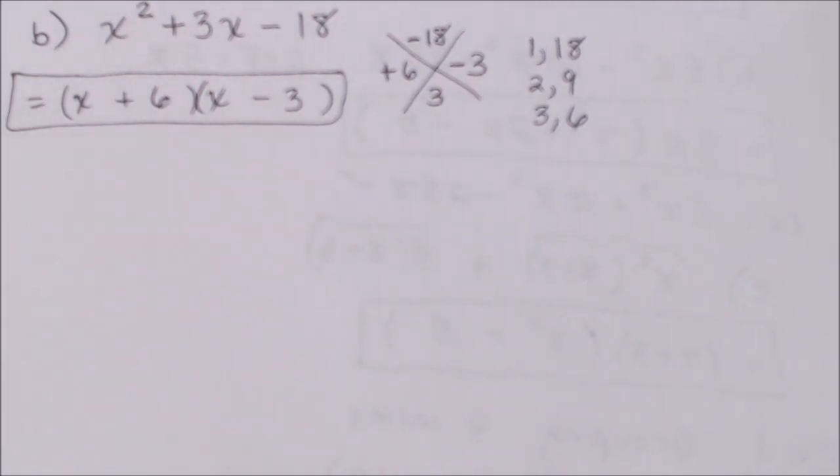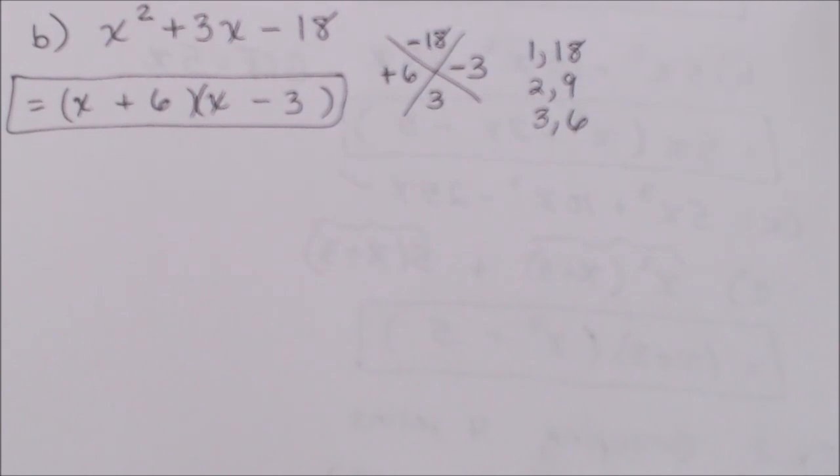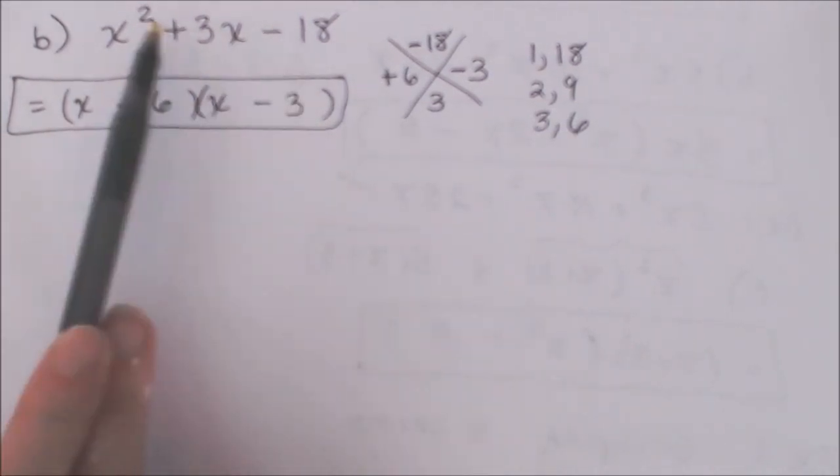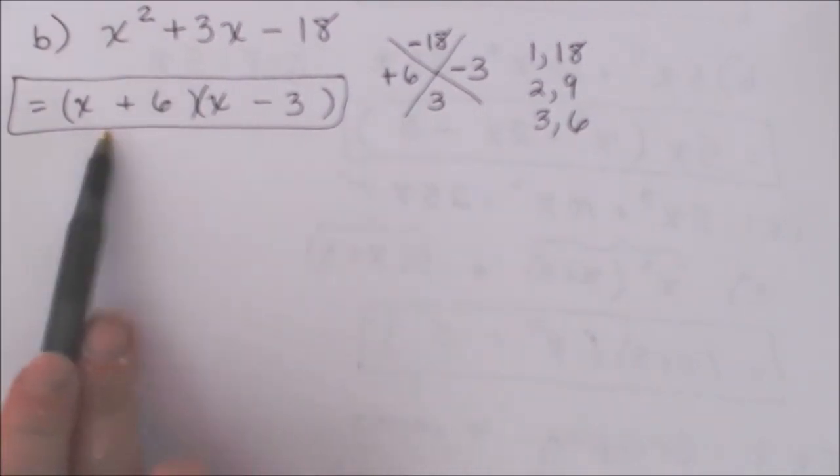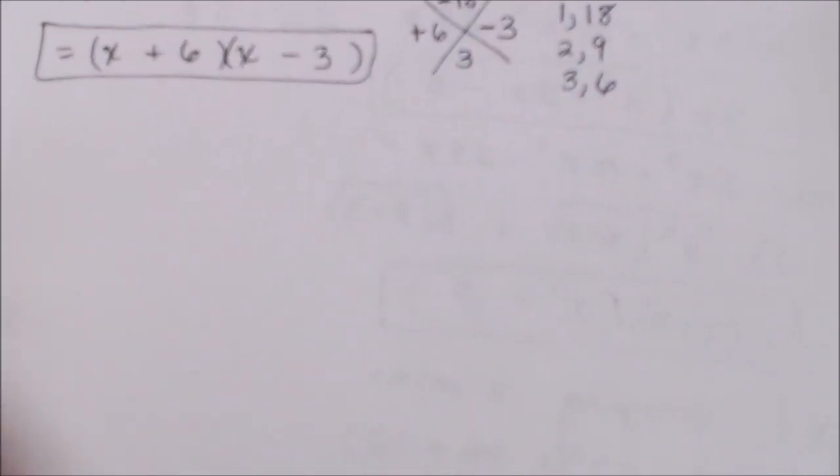So when you have a trinomial where a is 1, that leading coefficient is 1, the process is pretty straightforward. You just want to look for two numbers that multiply to the c value and add to the b value. Just watch your signs, set up your two parentheses, and fill in the numbers. It's a little more complicated when a is not 1. So let's look at some examples.